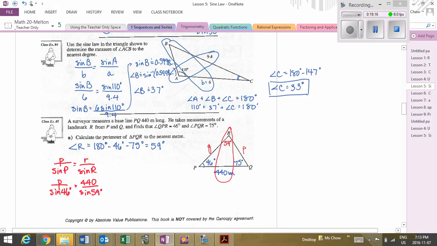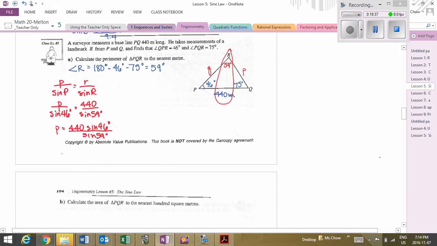When we want to isolate length P, we multiply both sides by sine of 46. So then P is equal to 440 times sine of 46 degrees, all divided by sine of 59 degrees. And that gives us the fact that length P is equal to 369.255 meters. So even though it says that our answer for the perimeter needs to be rounded to the nearest meter, we want to keep a couple of decimal places so that our rounding doesn't actually affect that final answer.